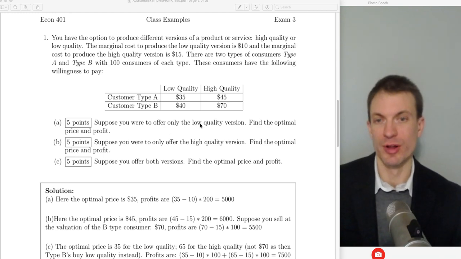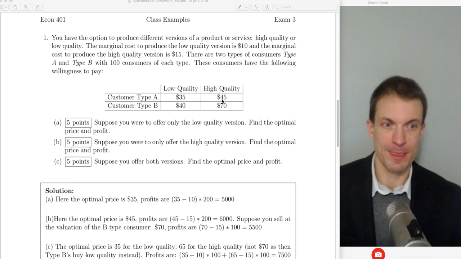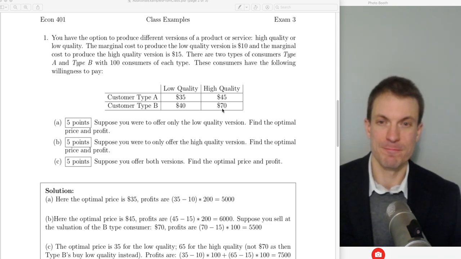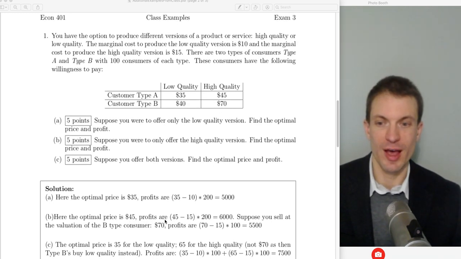What if you sell the high quality version? Well, we could sell at a price of 45 and sell 200 units. Or we could sell at the price of 70 and sell 100 units. Here it turns out the optimum price is 45. The profits are 45 minus 15 times 200, which is 6,000.